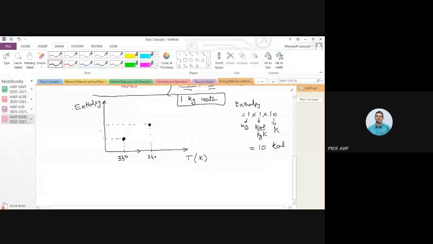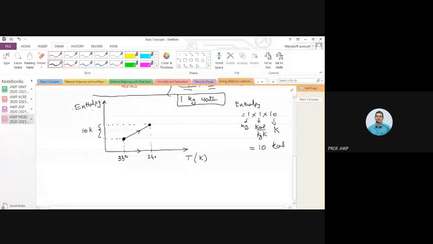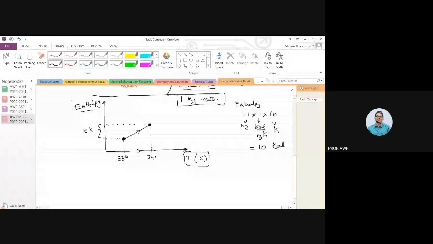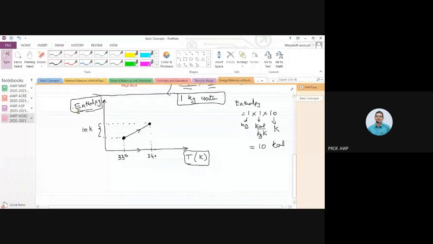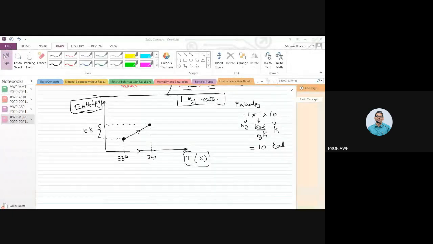This difference would be 10 Kelvin, right? That's how I'm going in terms of our path, if you like, on the enthalpy versus temperature graph. You might have seen some graphs like enthalpy temperature in your 12th standard, 11th standard. Has anybody plotted these kinds of graphs?